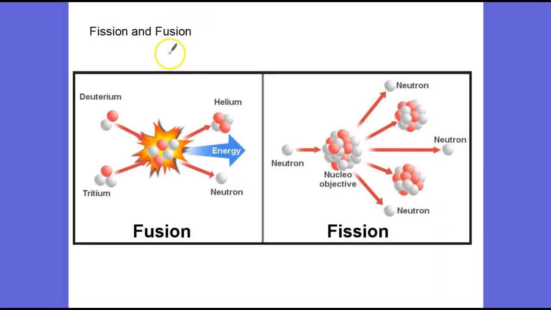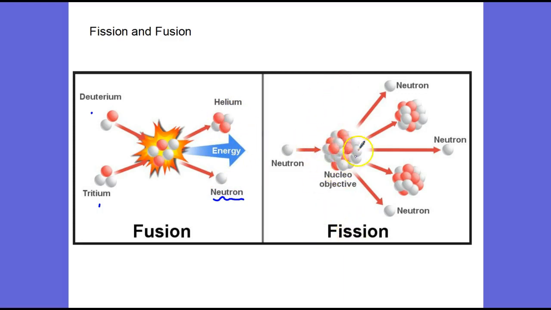Fission and fusion. Nuclear reactions can happen when small things come together to make big things. Deuterium and tritium are both forms of hydrogen, 1 proton each. Helium is bigger, and if these 2 small atoms smash together fast enough under enough pressure, they can create this larger atom, give off a neutron, and make some energy.